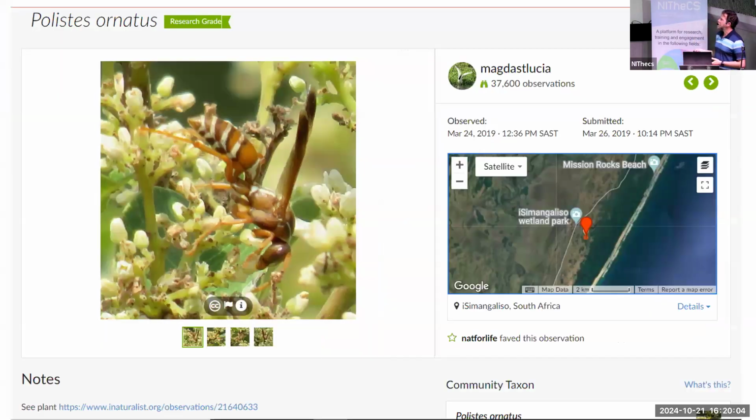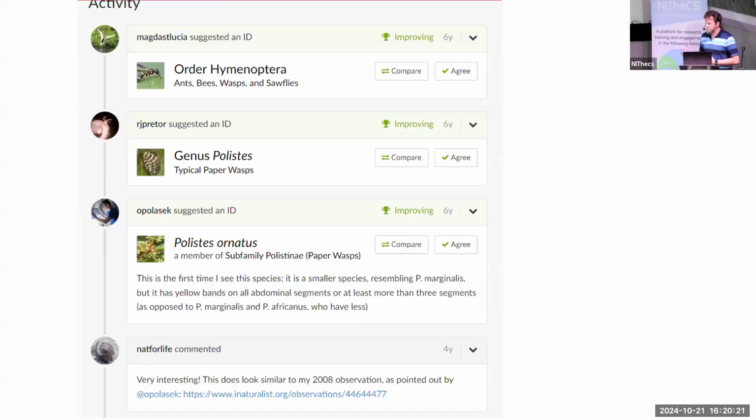And it's not an isolated case. Here we have a Polistes wasp, and this person who's made all this observation, also a very serious iNatter with almost 40,000 observations. Beautiful part of the world, near St. Lucia. And again, posting the identification, getting closer to the genus from an iNatter, and then here Polasek is weighing in, saying, okay, it's this species, and it's the first time he's seen the species.